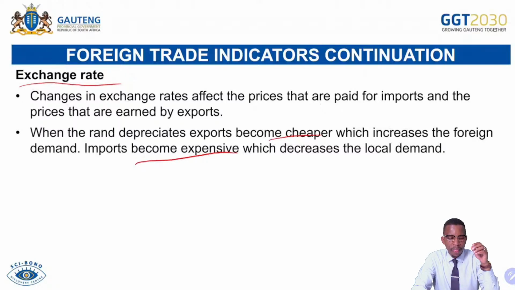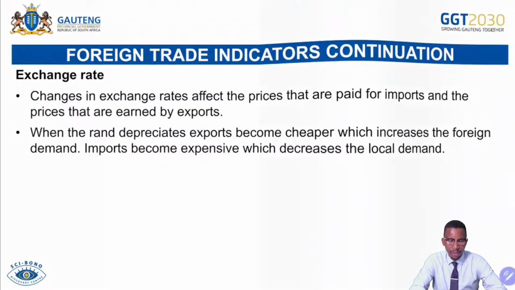So as the currency depreciates, that will mean our goods that are sold abroad will be relatively cheap, they will be affordable, while the goods that are sold locally from abroad will be expensive, because if our rand appreciates against the dollar, the dollar will be depreciating. If the rand depreciates against the dollar, the dollar will be appreciating.